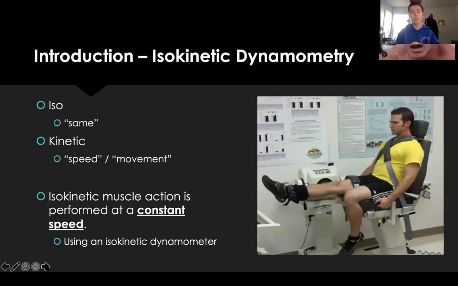Anyway, so what even is isokinetic dynamometry? That mouthful of words. It's really easy. So ISO, we're gonna break it down. ISO means same, and kinetic means speed or movement. So it's just the same speed or movement.